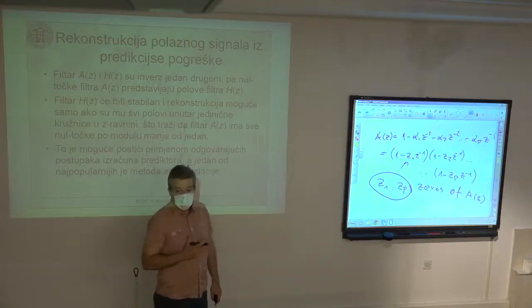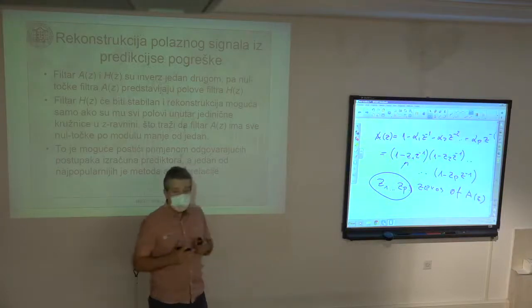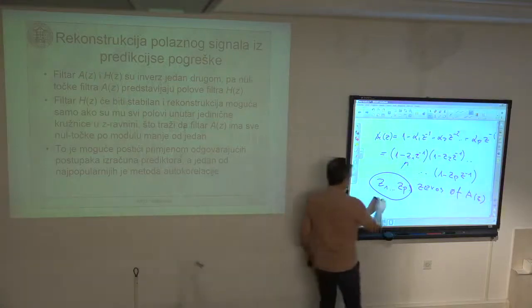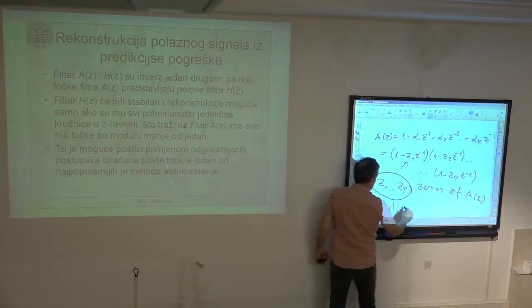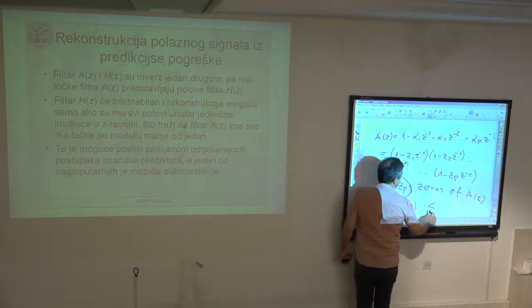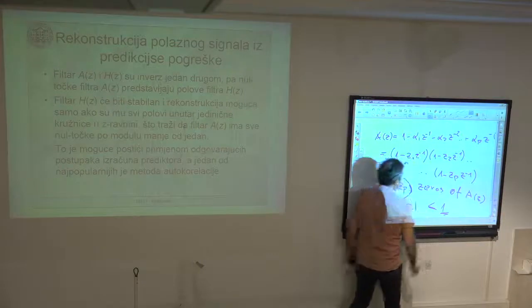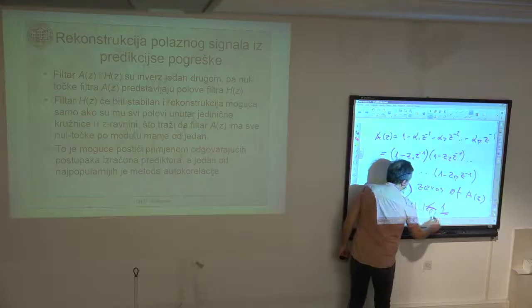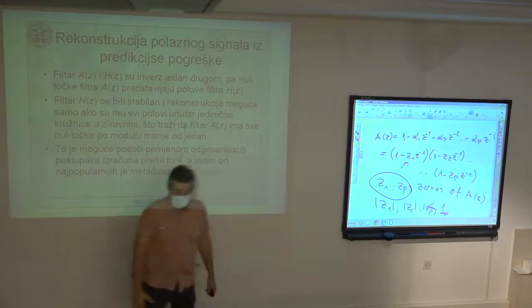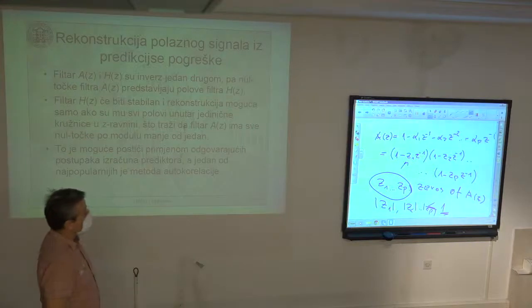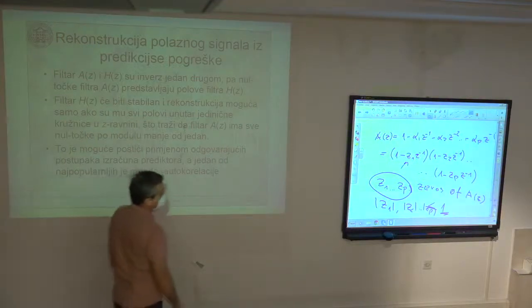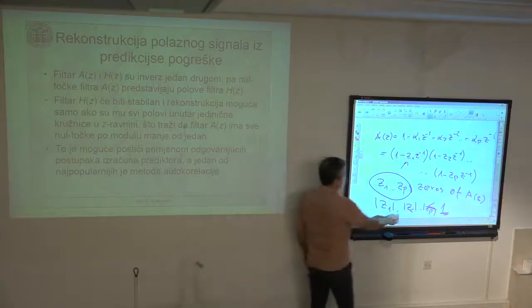be unstable. So in order to have a stable reconstruction filter, the necessary condition is that the absolute value of each of these roots, z1, z2, and so on up to zp, must be less than or equal to 1. So all roots of the transfer function A(z), or the denominator of the transfer function H(z), all these roots have to be within the unit circle.